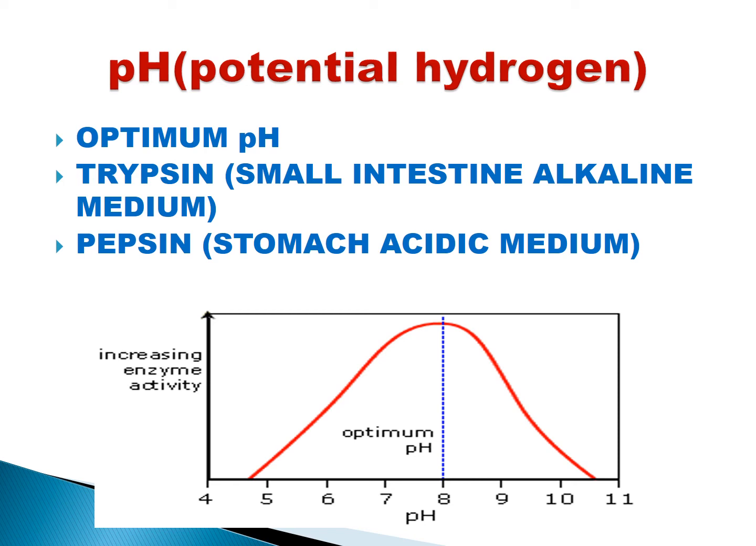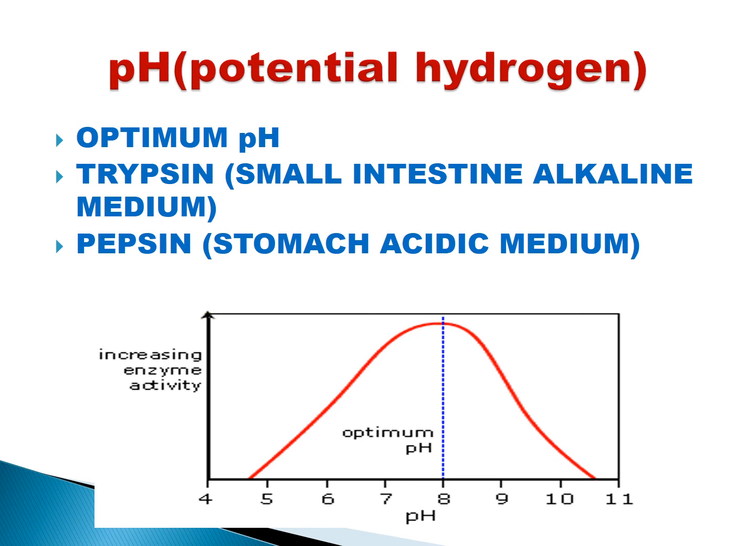If, for example, the pepsin enzyme, which is present inside the stomach, were in an alkaline medium, then what will happen? The pepsin will not perform as it has to. So it will not break down any further protein molecules. The proteins will remain as they are, and there will be no change in the protein molecules.